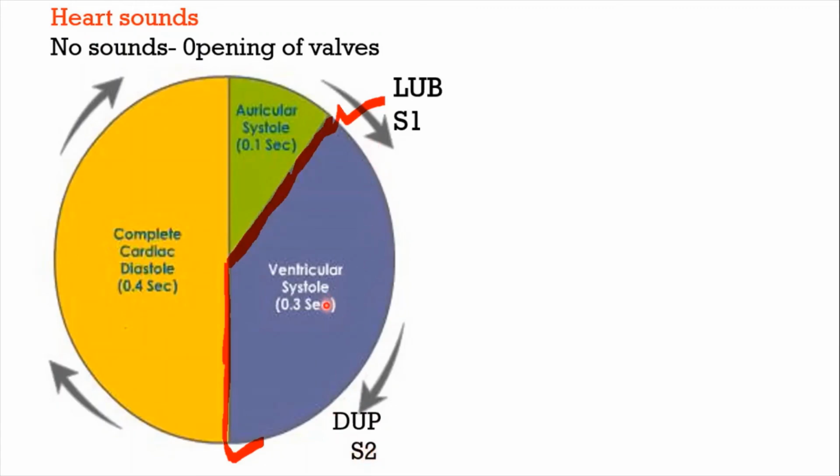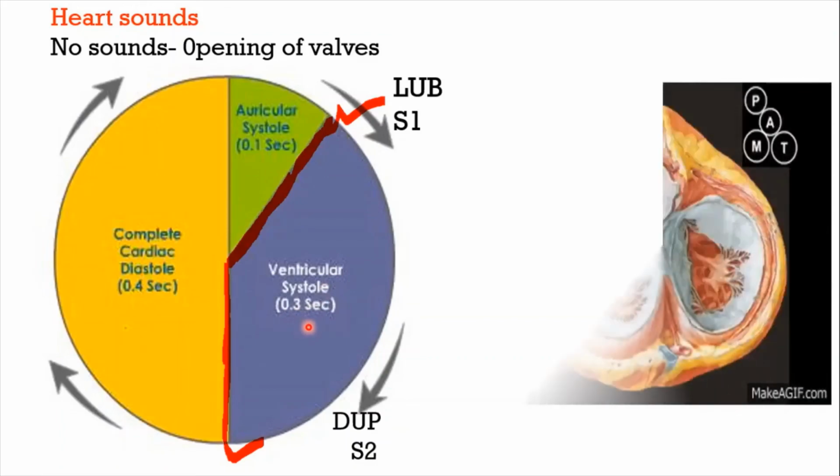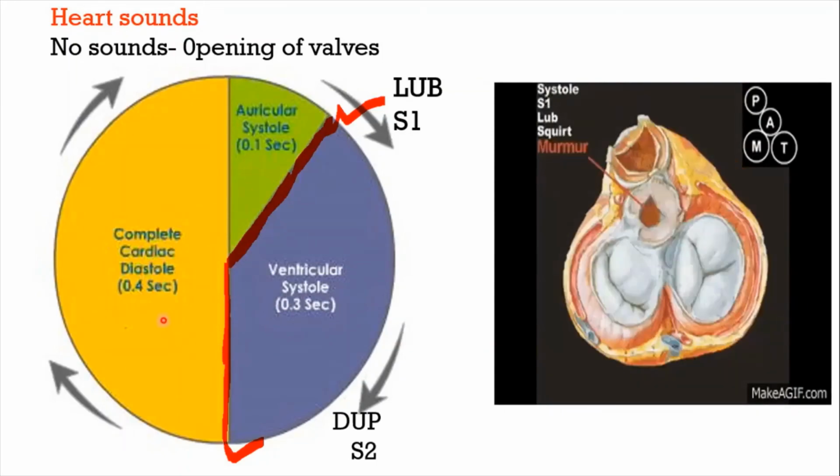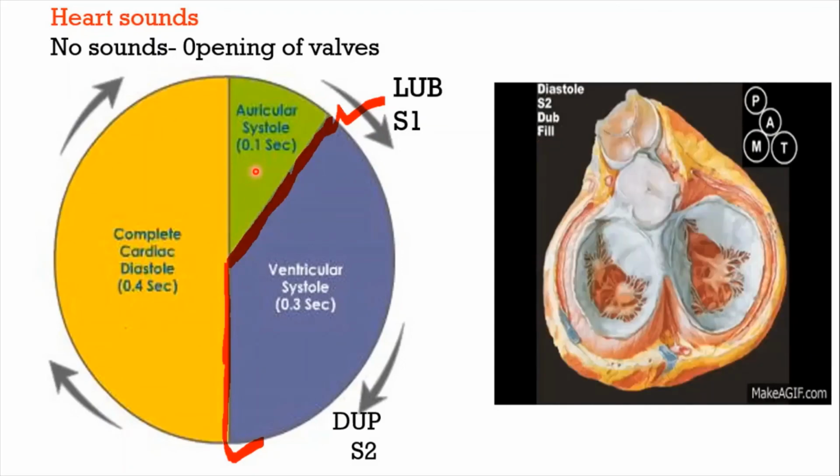Between S1 and S2, there is ventricular systole. So the time gap between the first heart sound and the second heart sound is 0.3 seconds. Between S2 and S1, there is cardiac diastole and atrial systole. So the time gap between the second heart sound and the first heart sound is 0.5 seconds.